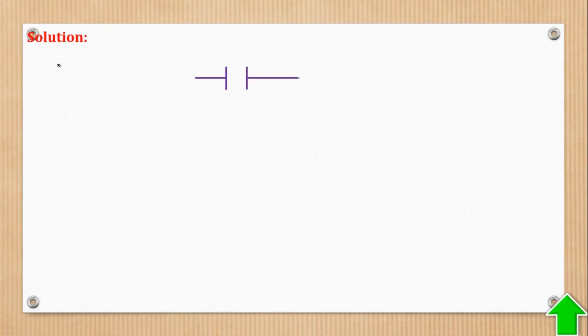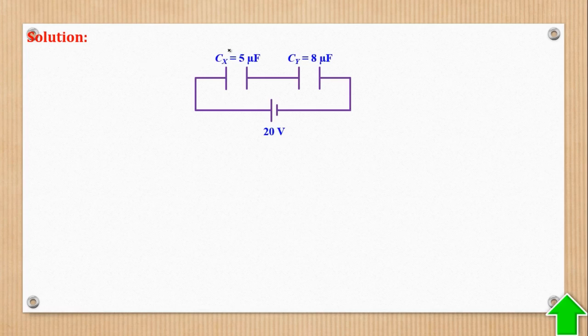So here I shall need to make a simple sketch to illustrate the question. So you have this capacitor X and this capacitor Y with capacitance 8 microfarad. And this is the PD applied. So they are connected in series.